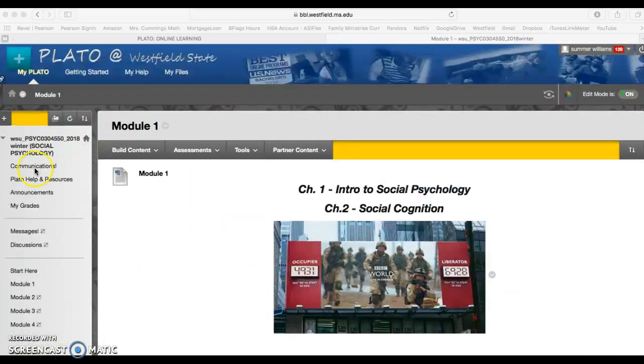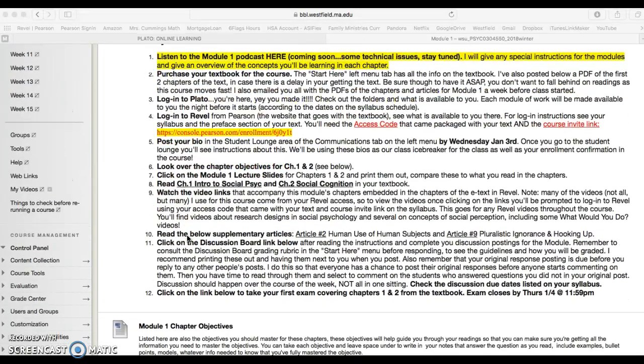The Student Lounge is located in this Communications tab here. So you want to go there and do that. And I've given you an example of my bio in the Start Here menu. You can check that out if you're looking for an idea of how to go about doing that.